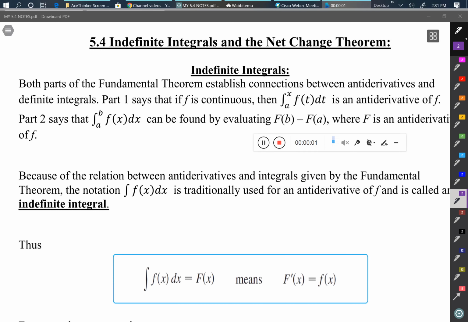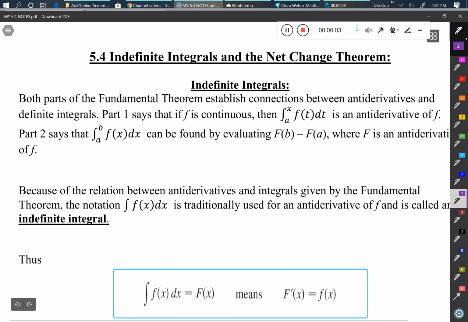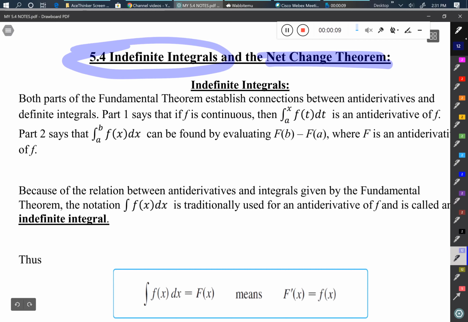All right, so here we go. This is section 5.4, indefinite integrals and net change theorem. So in this section, we're going to take a look at what we mean when we say indefinite integrals, and we'll take a look at something called the net change theorem, which I think is one of the more important theorems at the end of the semester here.